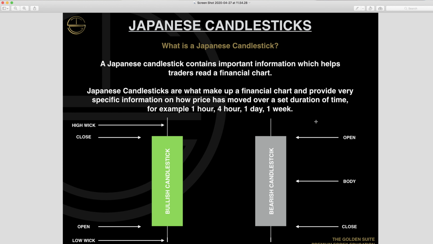Japanese candlesticks are telling us the highest that price went, the lowest that price went, and the open and the close of that candlestick throughout a specific duration of time, whether that's 1 hour time frame, 4 hour, daily, weekly, monthly, etc. So let's jump on the charts.